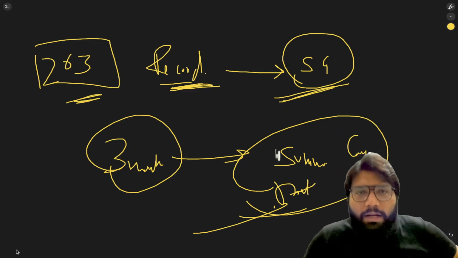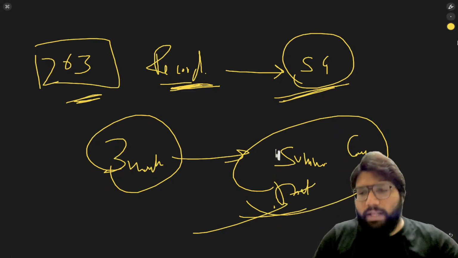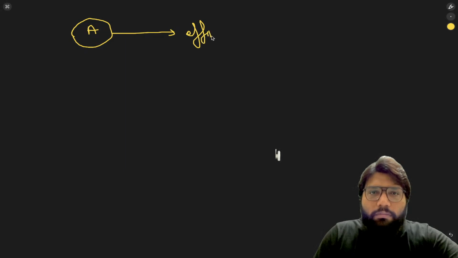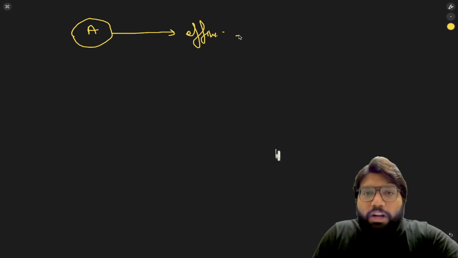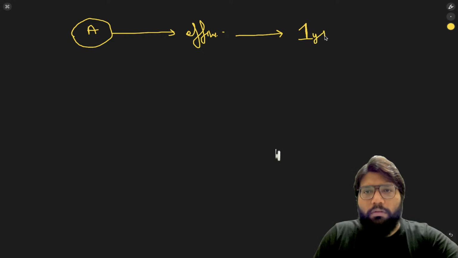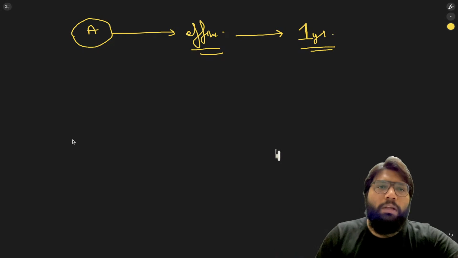Okay, now let me take one simple example that will include all these sections. Everyone listen carefully. If there is Mr. A, he has committed an offense. Let's assume the punishment of this offense is 1 year. Just assume that the punishment of this offense is 1 year.